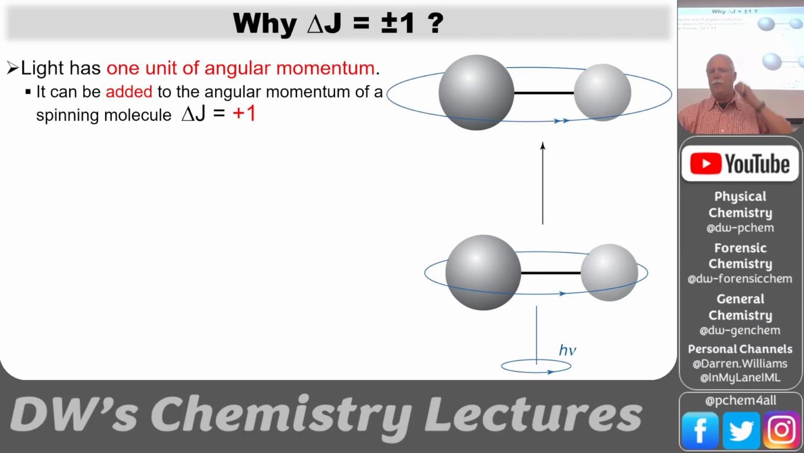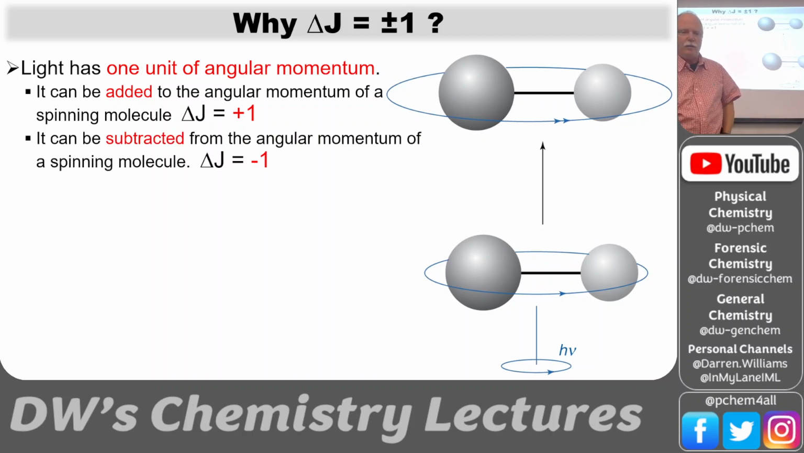Light has 1 unit of angular momentum. So if the molecule is spinning, let's say like in this picture, it's spinning like this, and light comes in from the bottom, you might say with circular rotating polarization, it can be absorbed and cause the molecule to now spin twice with 2 units of angular momentum. Okay. What about delta J minus 1? Well, light could be coming the opposite way and slow the molecule down. So it could be absorbed, but slow the molecule down. So it could be subtracted from the angular momentum.